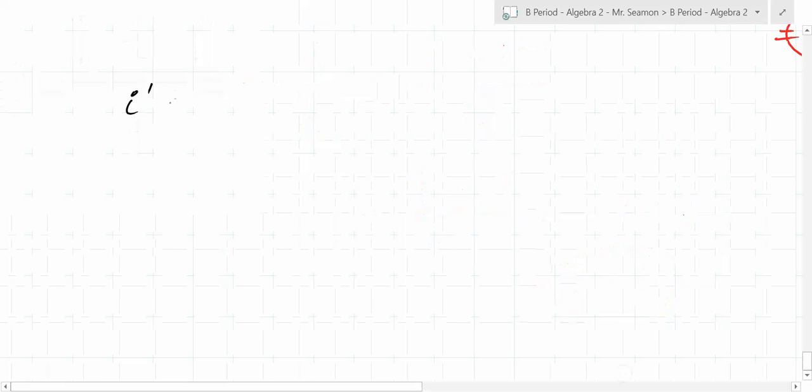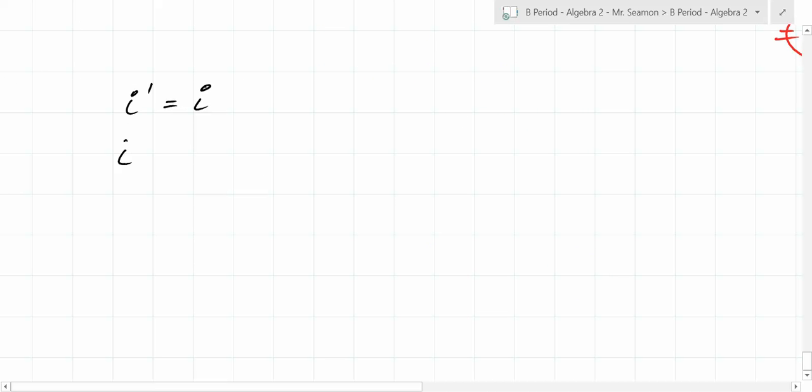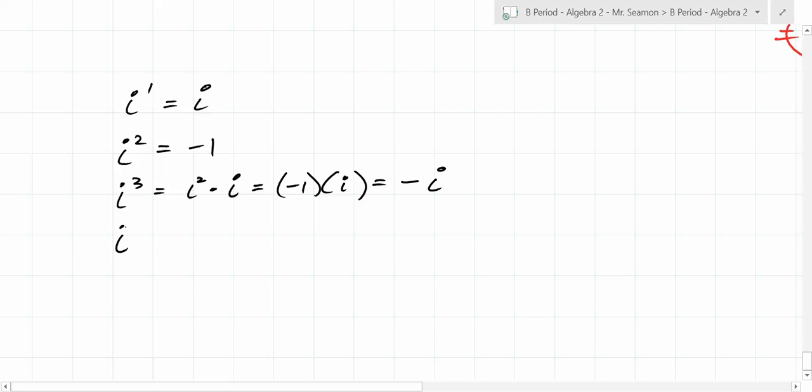But we already know that i squared is equal to negative 1. So let's talk about i cubed. That's the same thing as i squared times i, correct? But what is i squared? So that's negative 1 times i, which is negative i. What about i to the 4th? That's i squared times i squared, correct? So that's negative 1 times negative 1, which is 1.